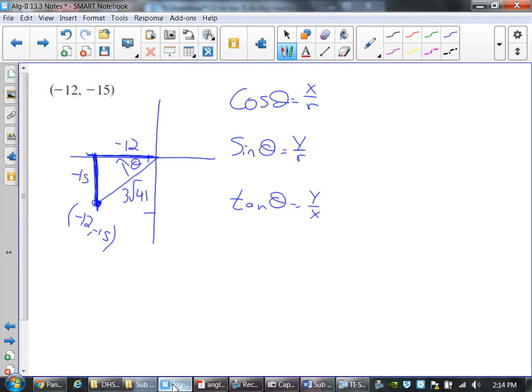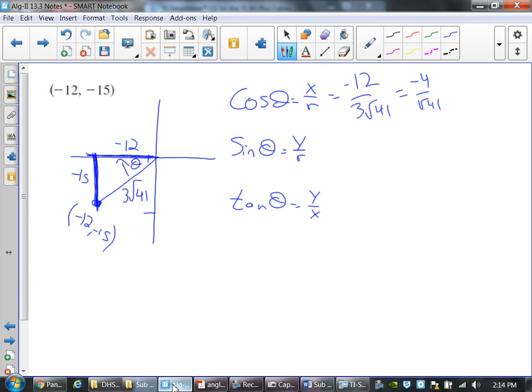So you get x over r, so it's negative 12 over 3 root 41. Now, obviously you're going to have to simplify it and then rationalize. So you're going to get negative 4 over root 41. When you rationalize that, you have to multiply top and bottom by root 41. You probably did a lot of this with root 3s and root 2s.